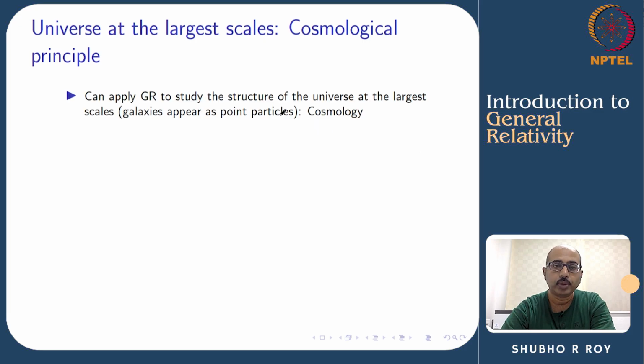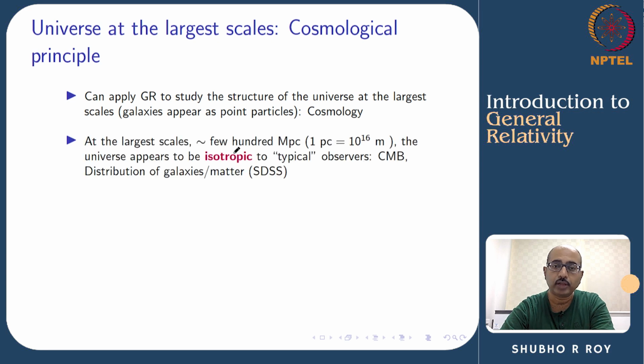Now, as I said, we can apply general relativity to study the structure of the universe at the larger scales. And the larger scales are enormous, and so big that the galaxies, which we usually consider to be very large, will appear as point particles. And if we study that, it gives us the branch of general relativity which is called relativistic cosmology.